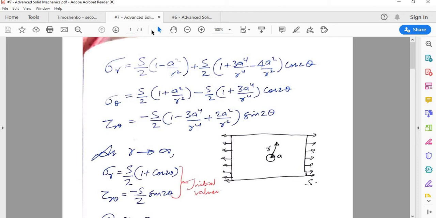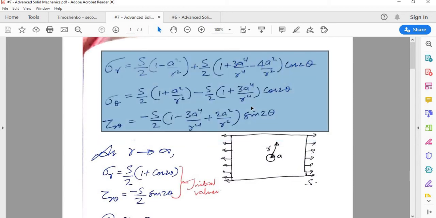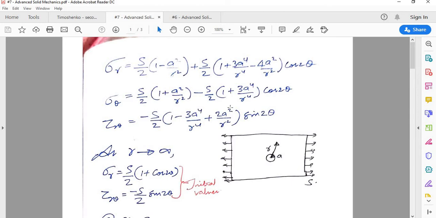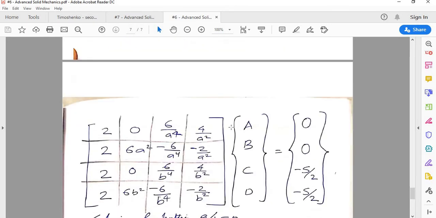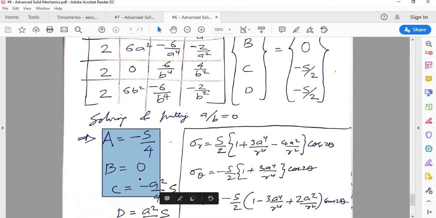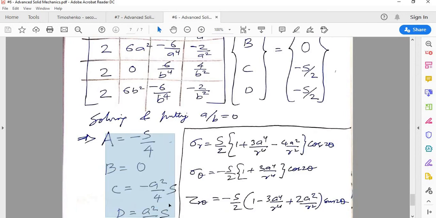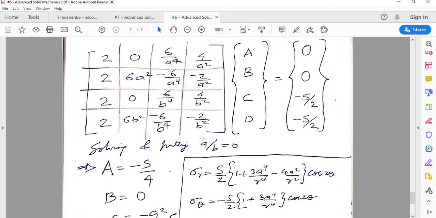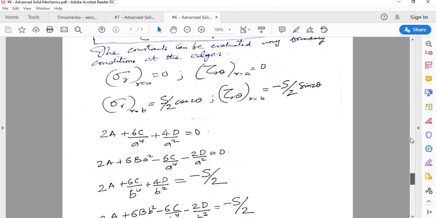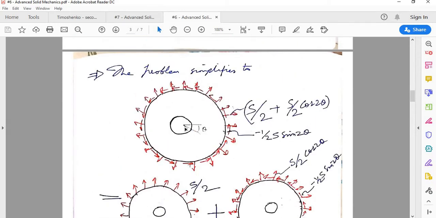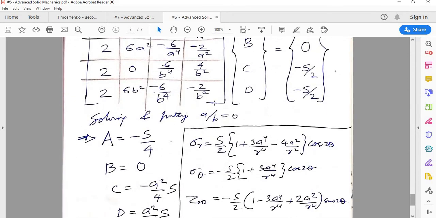Now, first and foremost, remember that to arrive at this expression, we had made an assumption that the plate size is infinite compared to the size of the hole. That assumption was made in this particular step. When we were solving these constants, one of the places in which we made that assumption was in this solution we put a by b equal to 0, which means the size of the hole compared to the plate size is very less, or it means the solution is for an infinite plate.